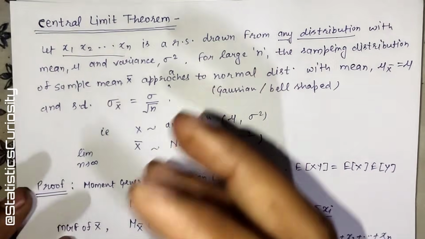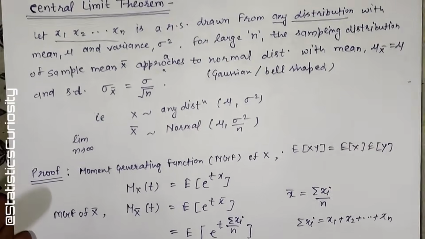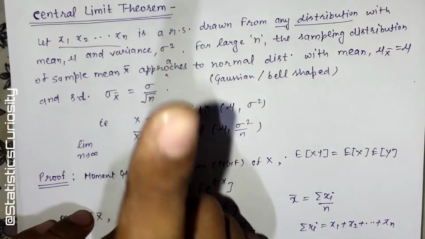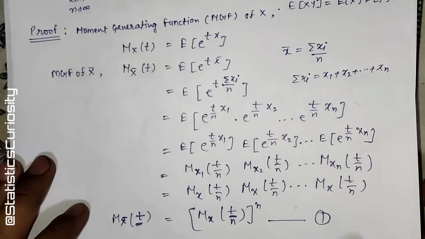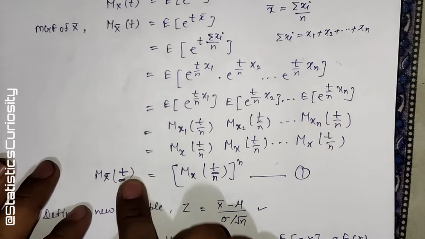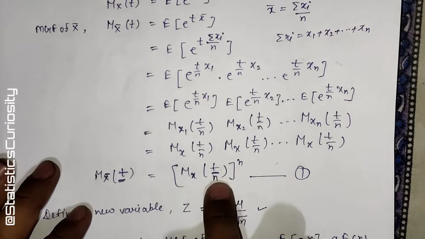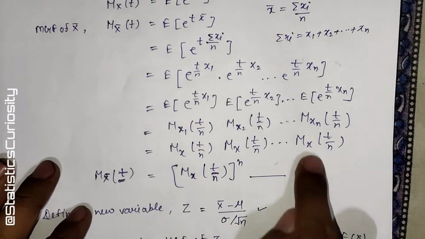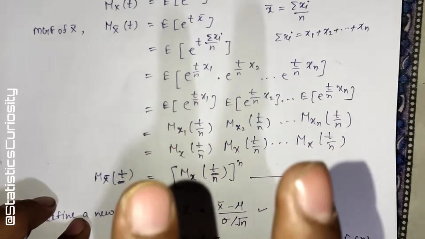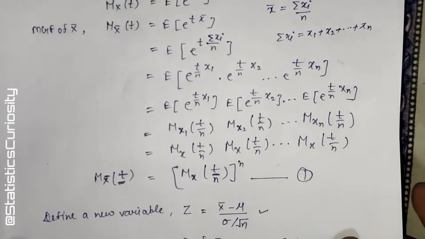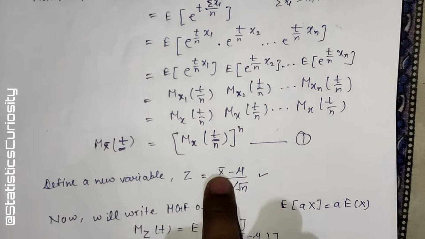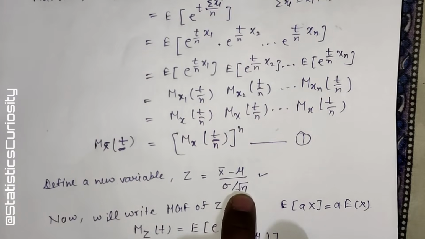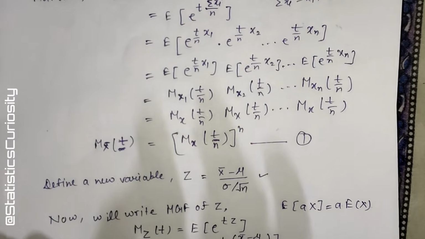Now how do we achieve the proof of this? The proof consists of 4 steps. What is the first step? The first step is writing the moment generating function of x bar, M x bar of t. And what we get is M x bar of t equals M x of t divided by n, whole power n, and we write it as equation 1. Now what is the second step? The second step is defining a new random variable Z as x bar minus mu divided by sigma divided by square root of n.